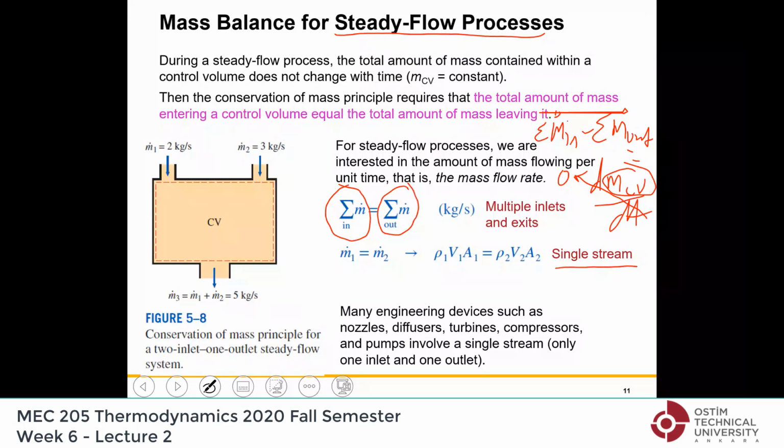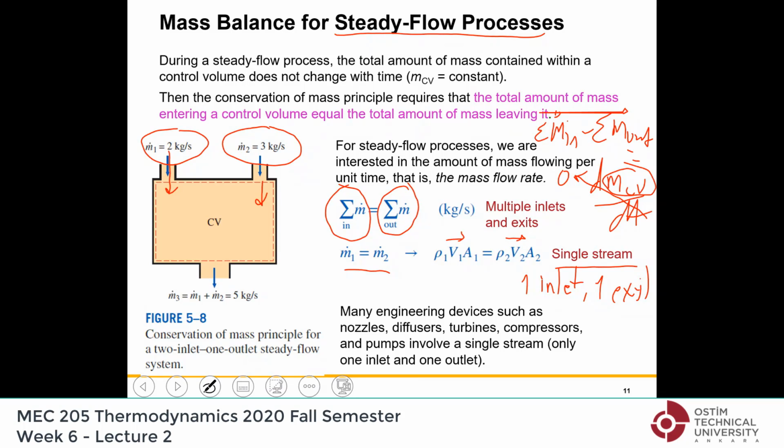But if you have a single stream, just one inlet and one exit, then m1 mass flow rate must be equal to m2, which is rho1 V1 A1, where V is the velocity, must be equal to rho2 V2 A2. Okay. Let's say in this case we have 2 inlets and 1 exit. So we have 2 kilograms per second entering, 3 kilograms per second entering. Then if the question is, what is the mass flow rate out, how much mass is leaving? If this is a steady flow process, then we will have to add them. 2 plus 3 is 5 kilograms per second. So this is how we use the mass balance, or the conservation of mass, for steady flow processes.